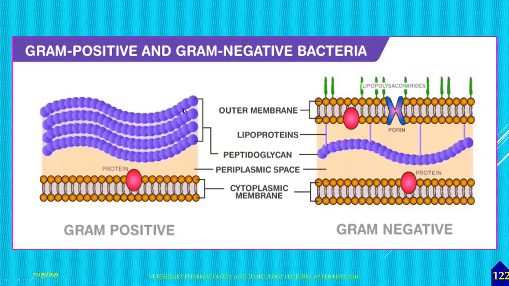So here, the outer coat contains the peptidoglycan. It's also there, but it is very thin here. Whereas the outer membrane is consisting of the lipopolysaccharides, which contain the porin molecules. And on the inner side, there is a small membrane, and especially the porin channels are the ones through which the varieties of nutrients are supplied to the gram-negative bacteria.